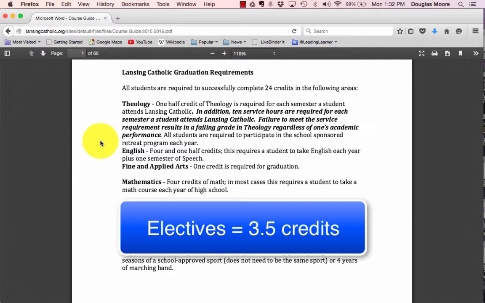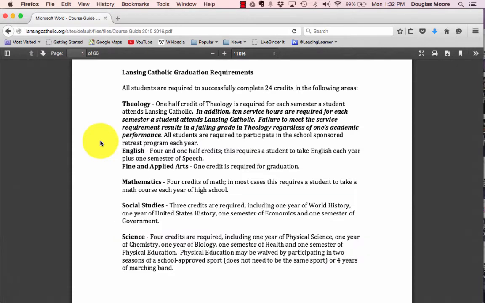These can be from the arts, additional years in a language or a second language, online courses, or extra offerings within each of the core subject areas. There is additional information in the course guide regarding other types of classes. Please take the time to go through it so you know all that is available to you.